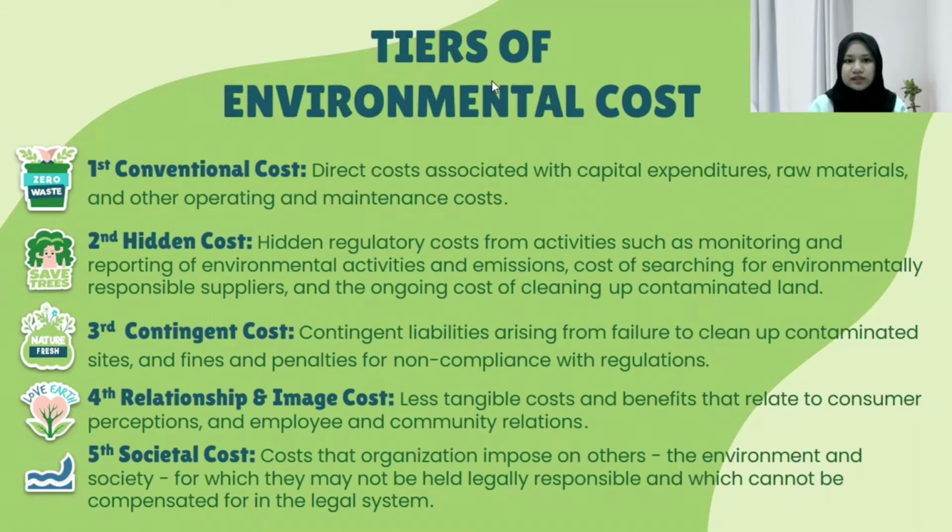The first 4 tiers can be described as private costs, as these are environmental costs that directly affect the profit of the organization, or costs for which an organization can be held legally accountable. Lastly is societal costs. It refers to the costs that organizations impose on others for which they may not be held legally responsible and which cannot be compensated for in the legal system.